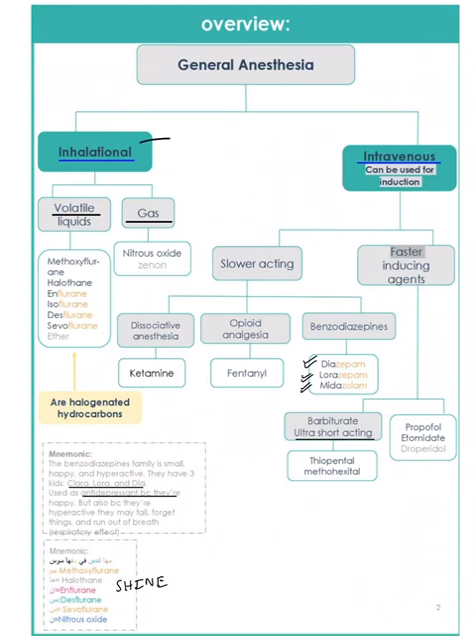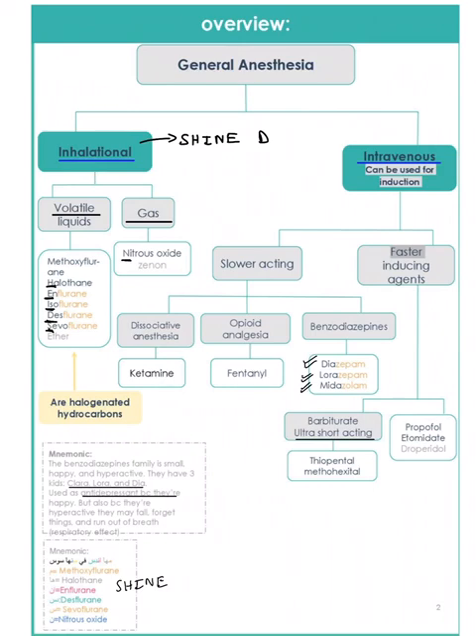If you talk about the inhalational, the mnemonic is SHINED. S is for sevoflurane, H is for halothane, I is for isoflurane, N is for nitrous oxide, E is for enflurane and D is for desflurane. So this was the mnemonic for inhalational anesthetics. We know that nitrous oxide is a gas, so no confusion, guys.